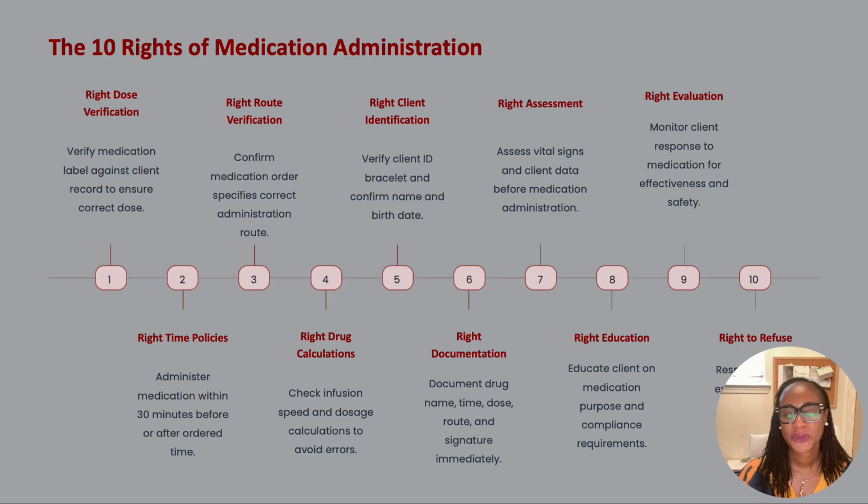And then we want to do a right evaluation. So assess the client's response to interventions, and the right to refuse medication. This is a client right. The client has a right to refuse their medication. The nurse must explore the client's reasoning for refusing the medication and then should explain complications associated with not taking the medication. Finally, the nurse must document the incident and notify the client's healthcare provider that the client has refused their medication.